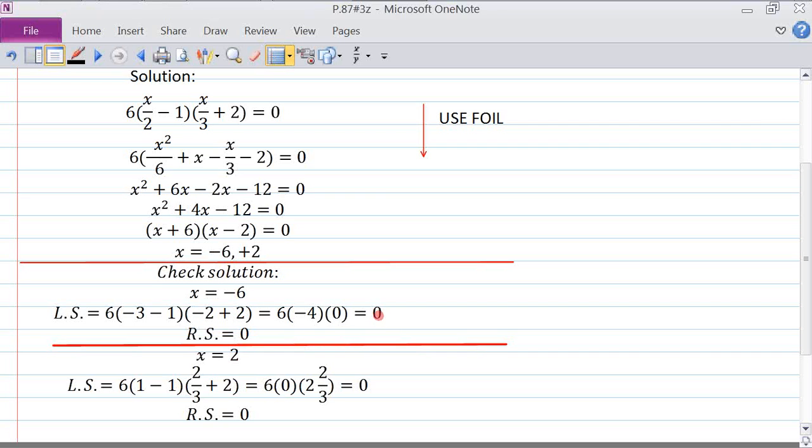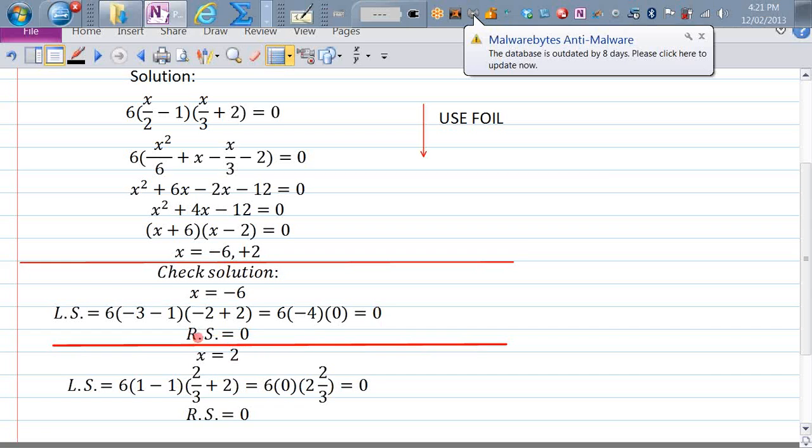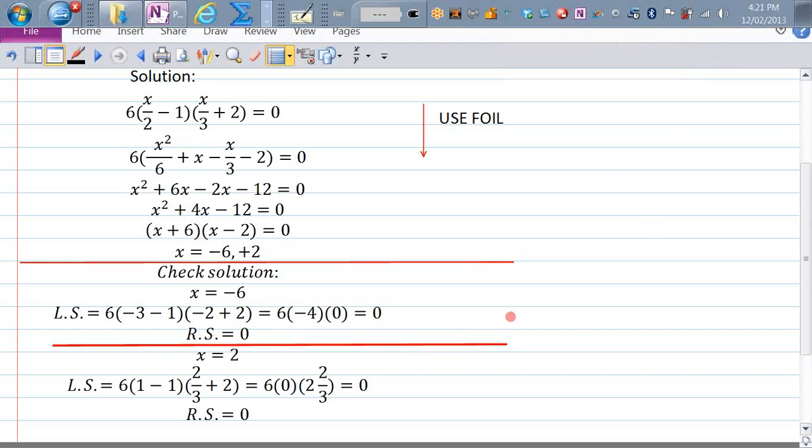So it doesn't matter. The left side is 0, and the right side is also 0. So one of these terms, this one here specifically, when you substitute minus 6 into it, becomes 0. So 0 times whatever is in these brackets will also be 0. So this is 0, and 6 times minus 4 times 0 is 0.